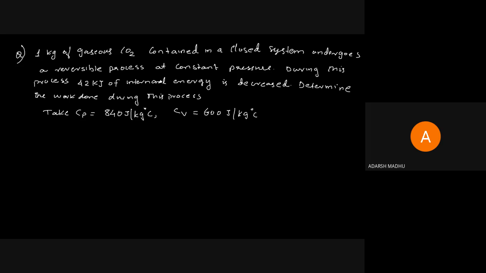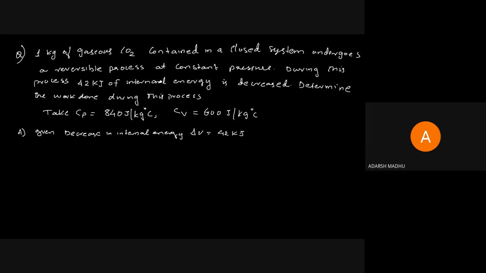So, please write down the given data first. What is given? Delta U, change in internal energy. During this process, 42 kilojoule of internal energy is decreased. Decrease in internal energy. Internal energy delta U is given as 42 kilojoule, right?